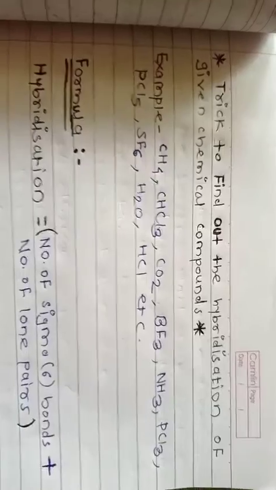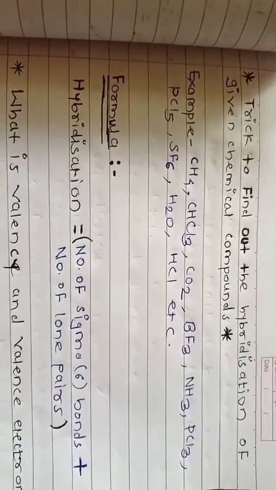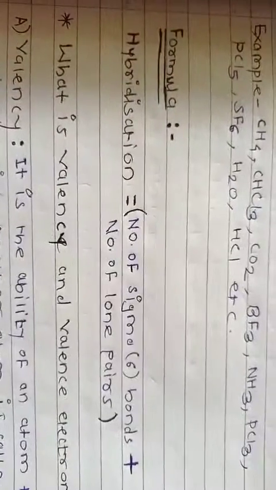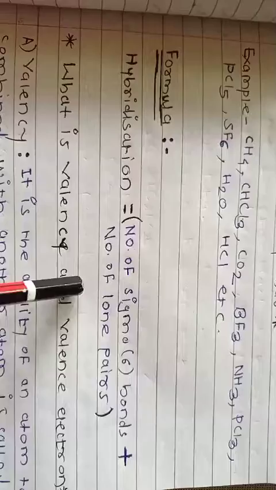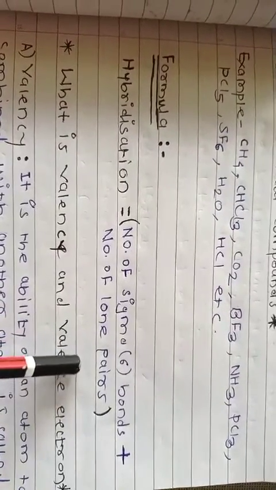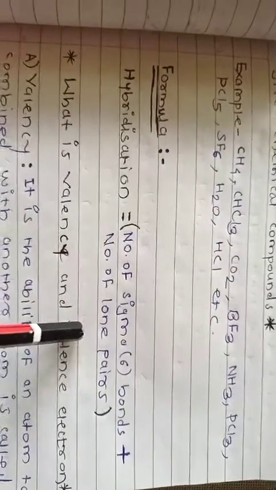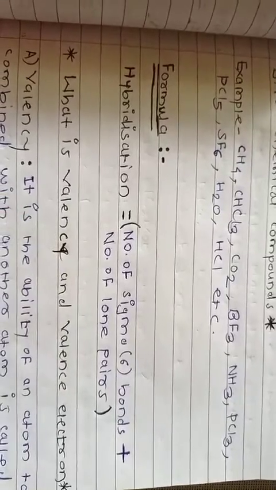So basically we know the formula, the basic trick formula, that is the calculation of hybridization. Hybridization is equal to the number of sigma bonds in the given compound plus the number of lone pairs in the given compound. By putting this data in these examples, we can find out the hybridizations.